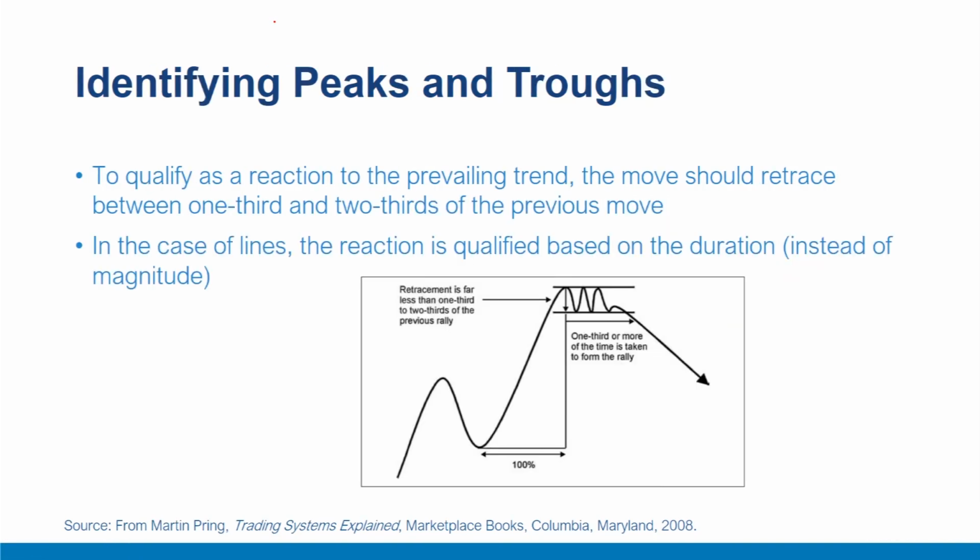An important aspect of the secondary cycle is the secondary reaction, and to qualify as a reaction to the prevailing trend, the move should retrace between 1/3 to 2/3 of the previous move. For example, this, to qualify as a reaction, has to retrace at least 1/3 to 2/3 of the up move. In the case of lines like this, the reaction is qualified based on the duration of the line, how much time this line movement persists, rather than the amplitude of this. So duration is more important for the lines.